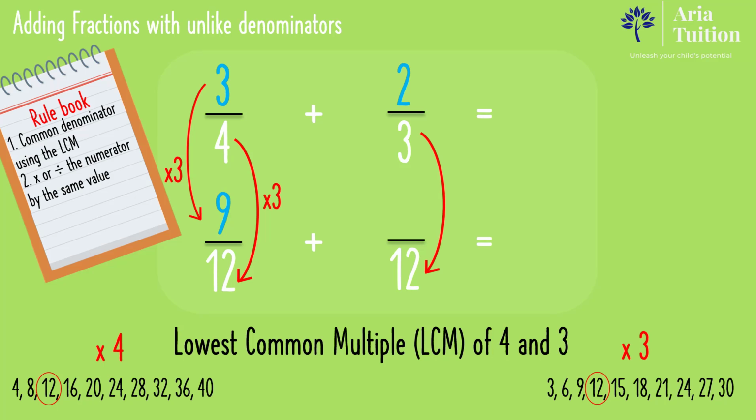How do we go from 3 to 12? Well, we times 4. Let's do the same with the numerator. 2 times 4 makes 8.